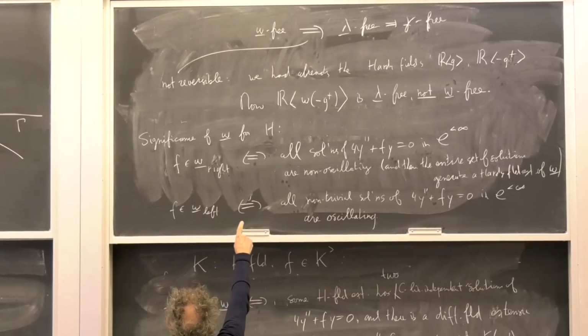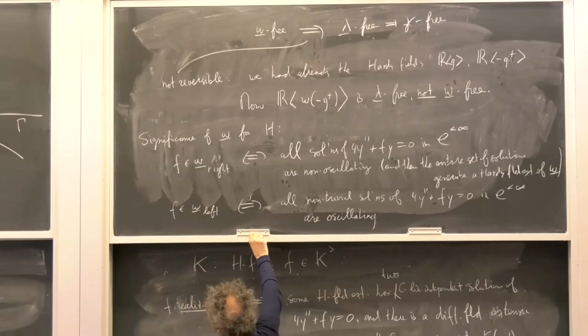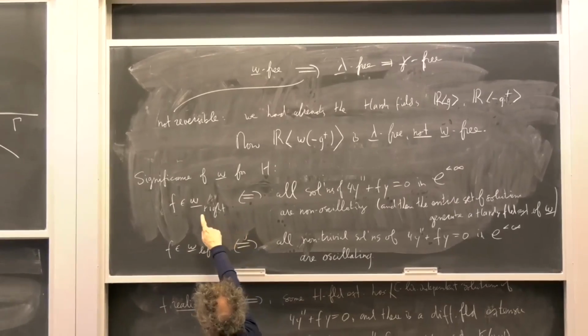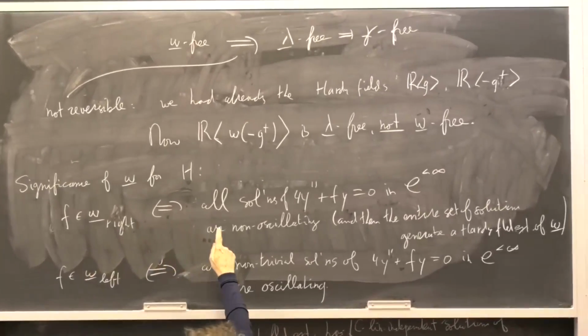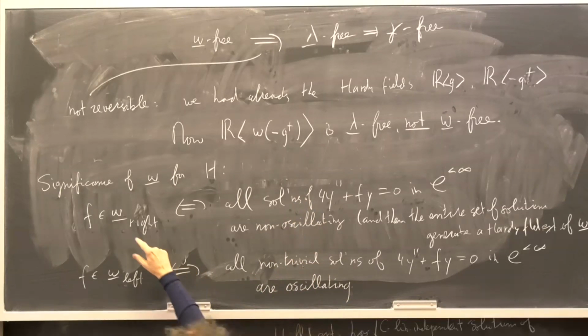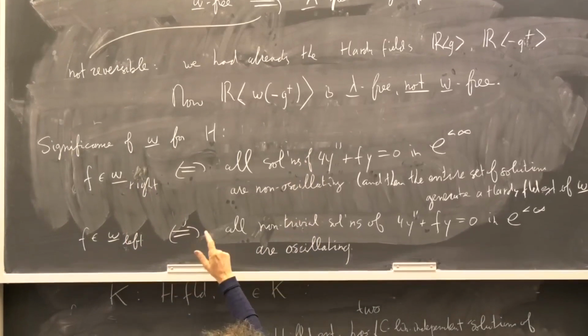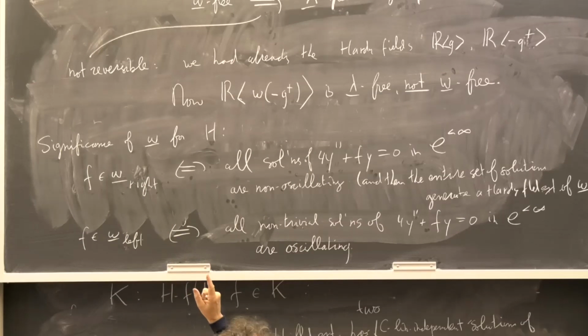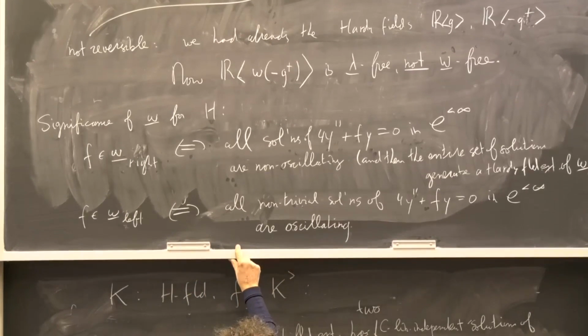That is exactly why I'm saying that in a Hardy field, for every positive F, either this happens or that happens. It's true that either this or that, but it's not true that either this or that. So that's why the significance of omega freeness cannot be explained in the context of Hardy fields. So H is an H field, not necessarily a Hardy field.